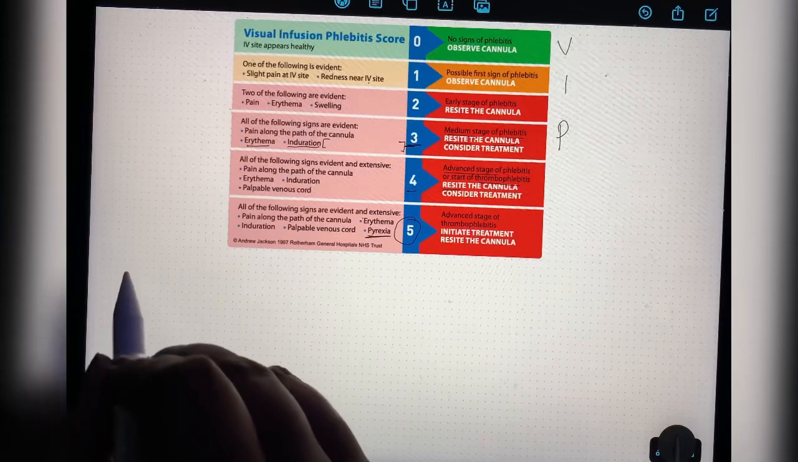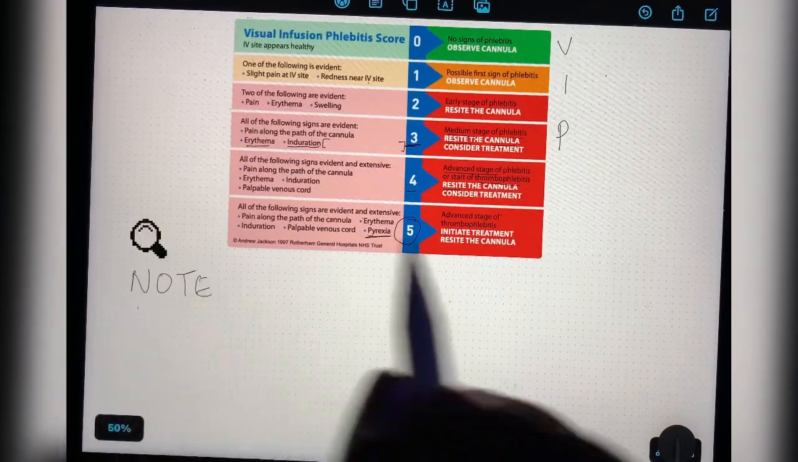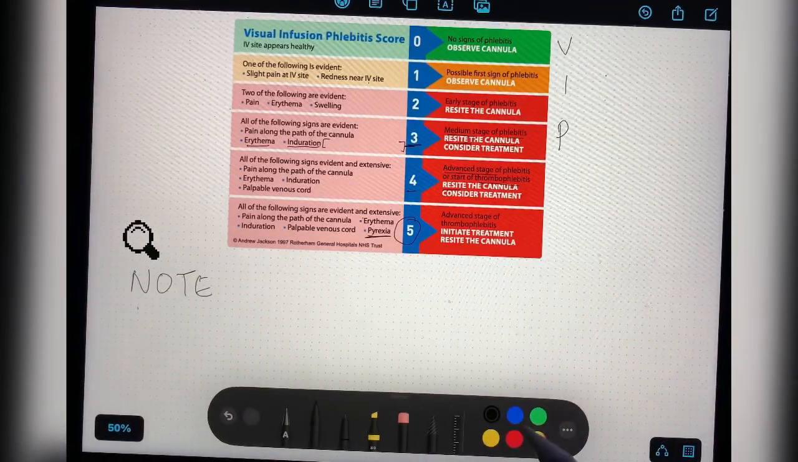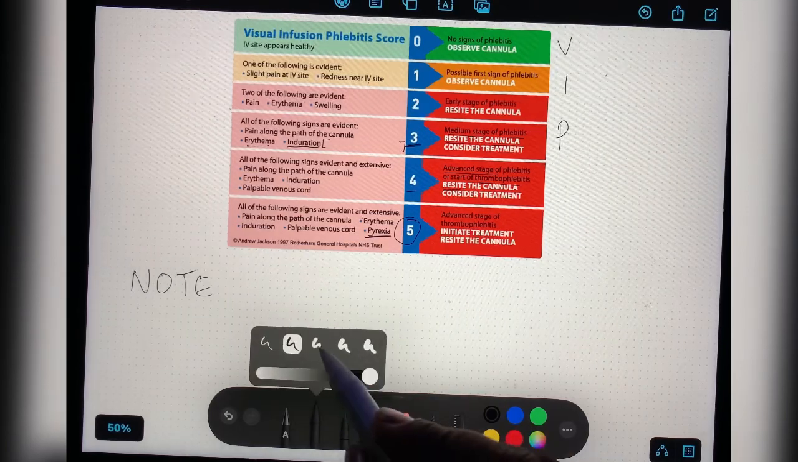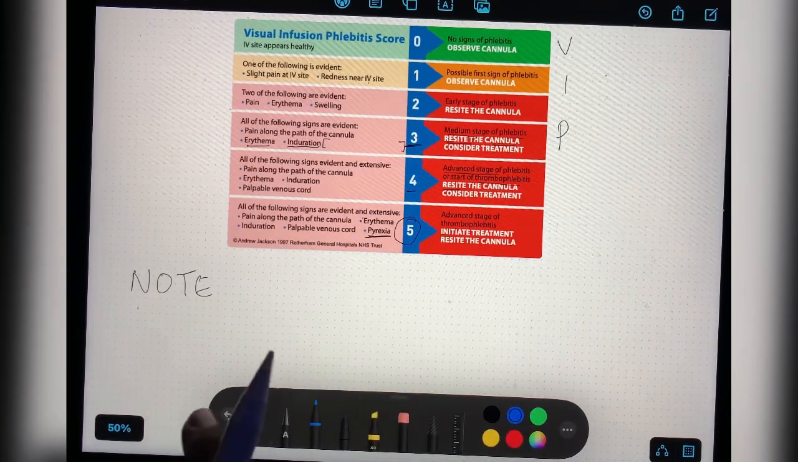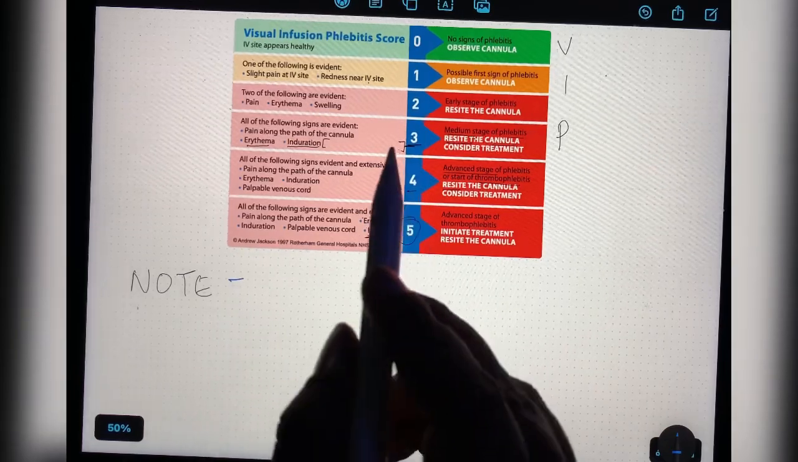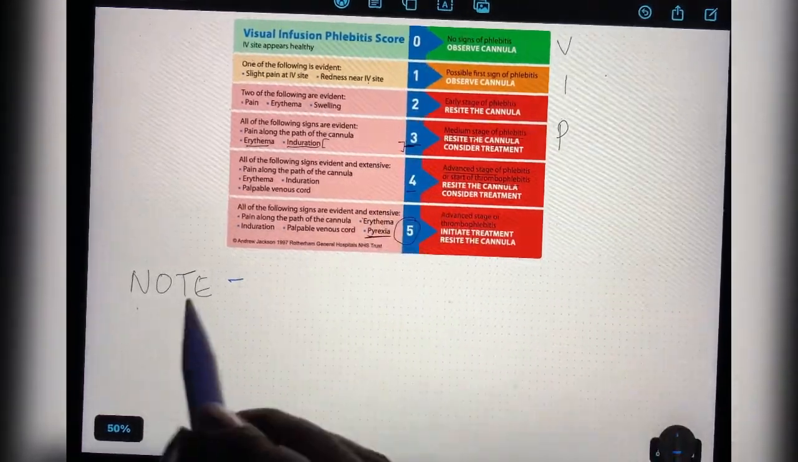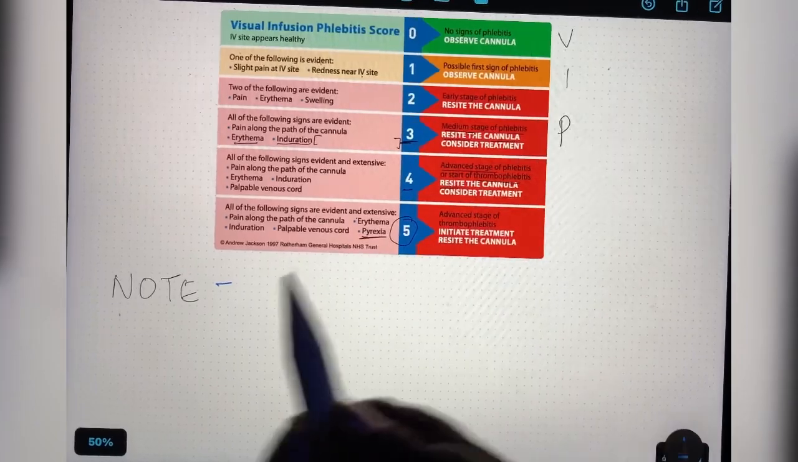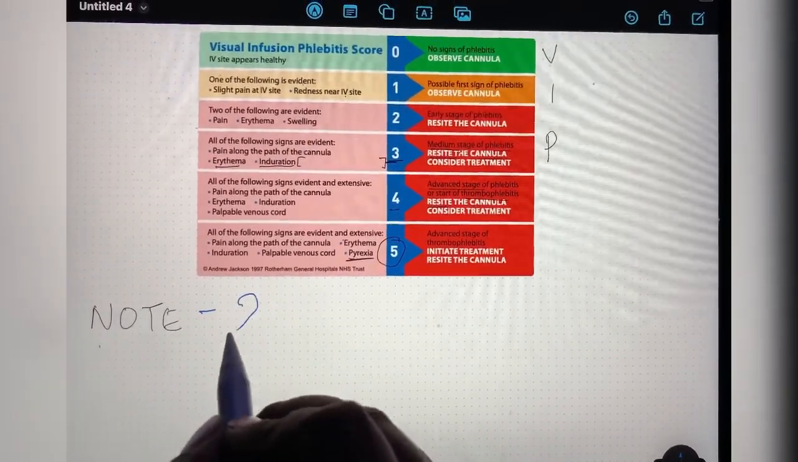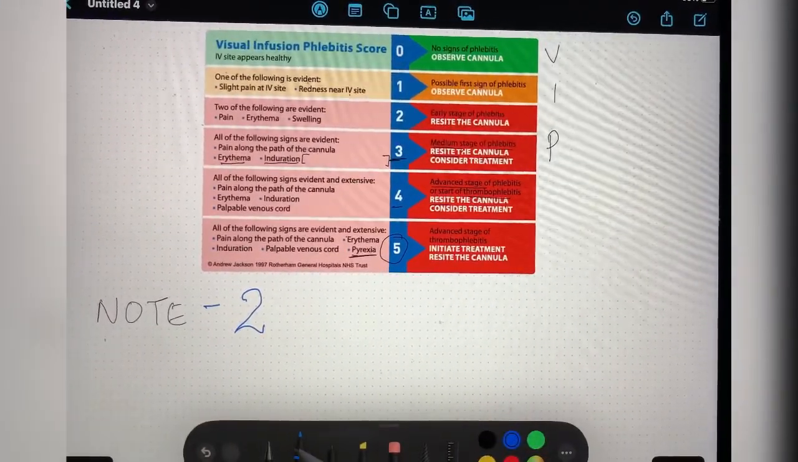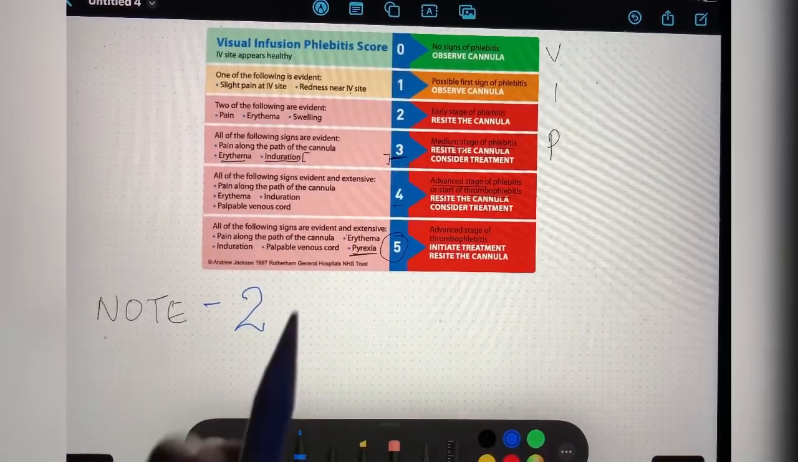So now quickly we'll look into the important points to be taken from this session. Number 1, the first question which a student may have is, from 0 to 5, on which number do I need to resite the cannula? The most common number is 2. So if your patient is getting a score of 2, definitely you need to resite the cannula.